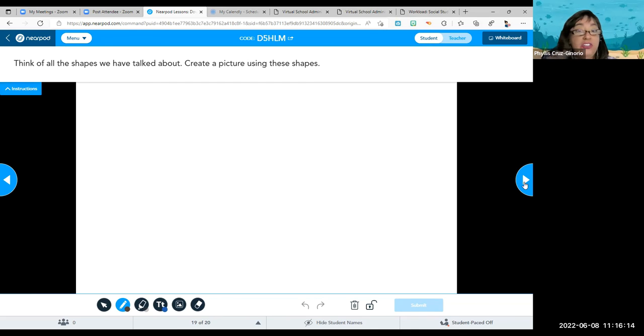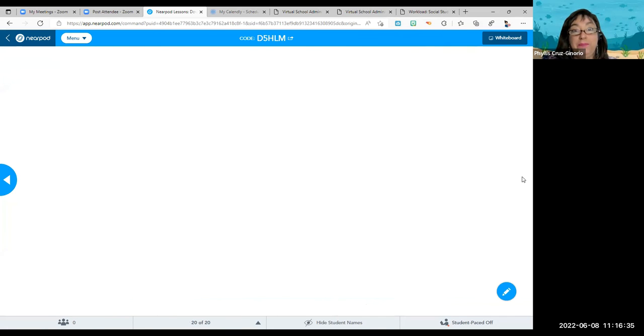Think of all the shapes that you know and that you can recognize and create a picture. I saw a kid take a bunch of shapes and create a train, a house. I saw another one. They made a car and a truck. It was so cool. They just slid the shapes together to create something new. That's it. We're all done.